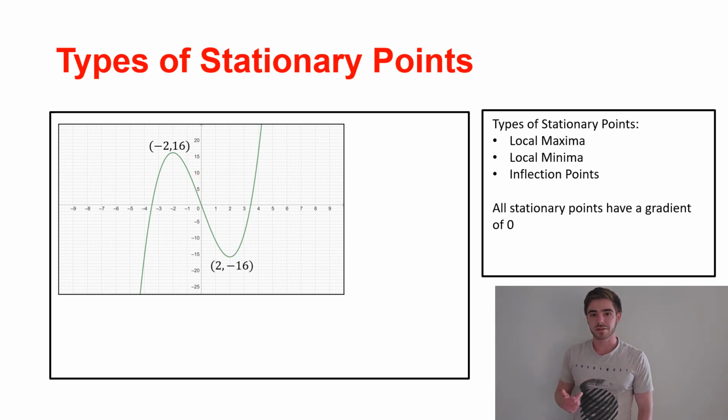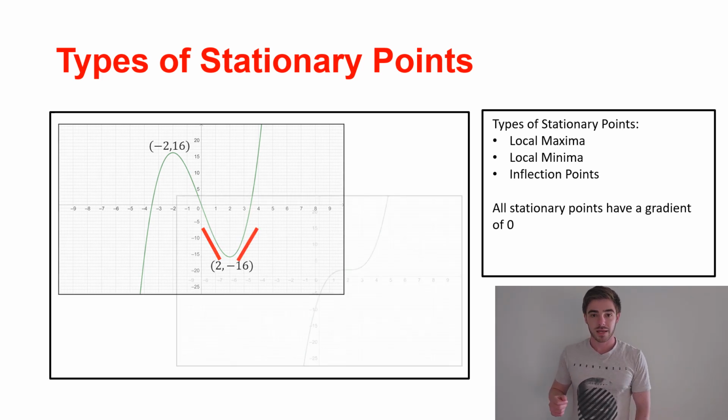A local minima can be thought of as a trough on the graph. For example, this graph has a local minima at 2, negative 16, but that's not the true minimum of this function either. The true minimum would be negative infinity since the graph descends forever. We can identify a local minima in a very similar way by observing the gradient either side of the point. The gradient to the left should be negative since it's falling, and the gradient to the right should be positive since it's rising.